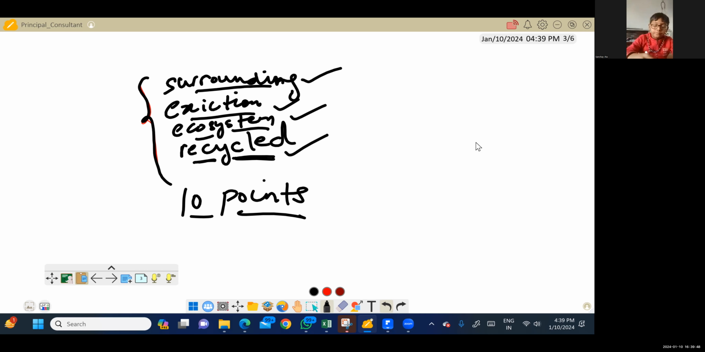Explore and write down about our environment. Go to Google and write down 8 to 10 lines about environment. Find out. Okay, and I'll ask you. Saksham, read.